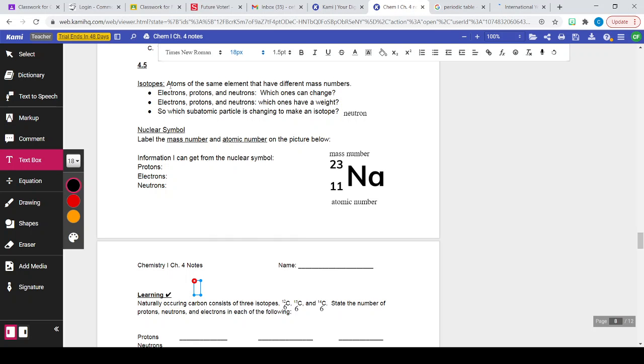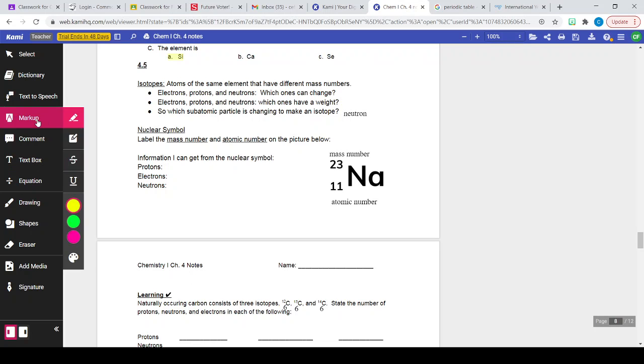It says isotopes are atoms of the same element that have different mass numbers. So it's the same element, but they weigh different amounts. So I'm going to ask you these questions so we can see where that different amount is coming from. Electrons, protons, and neutrons. Which ones can change? Well, I'm going to highlight the ones that can change. Electron number can change, and neutrons can change. Protons will not change. If protons change, then you're changing the element.